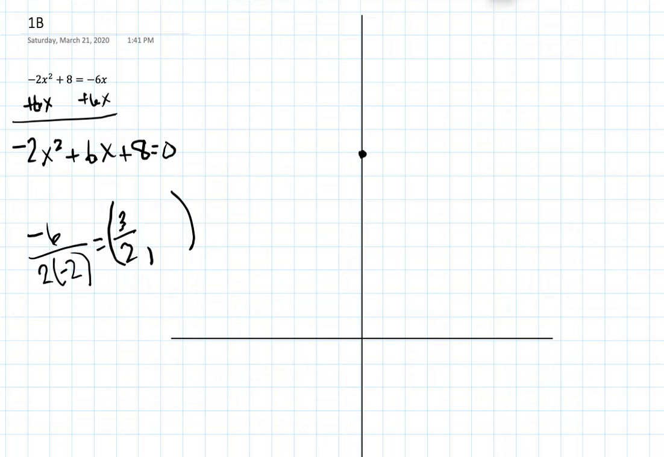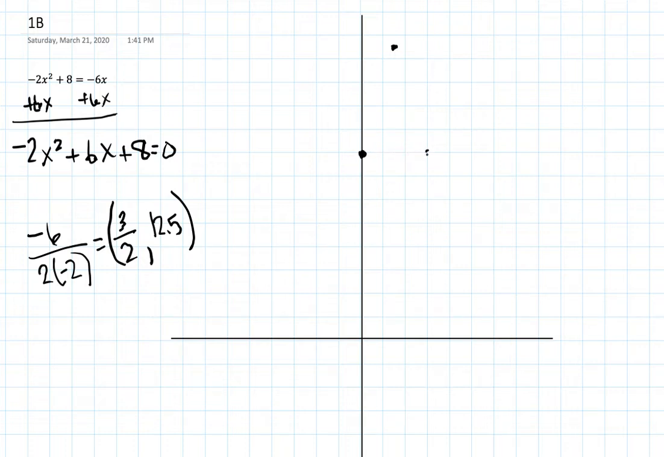Okay, I had to throw that in my calculator, but I got 12.5 after I plugged it in. So my vertex is at 1.5 and 12.5. So this was 8, 9, 10, 11, 12. So right about here. And then I'm going to plot. This point is 1.5 away from that.